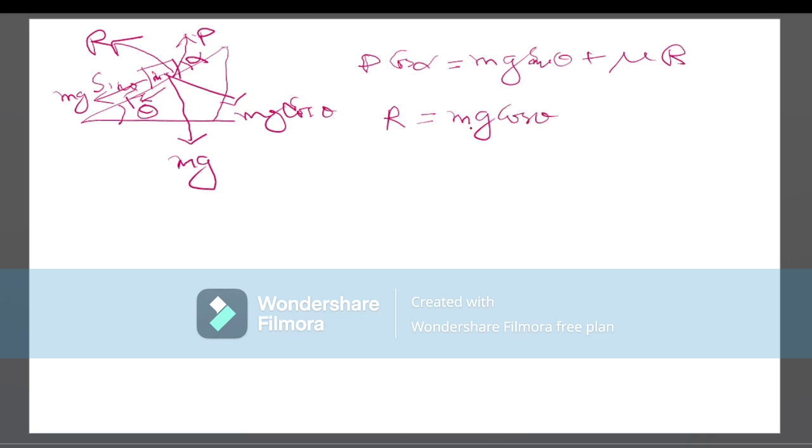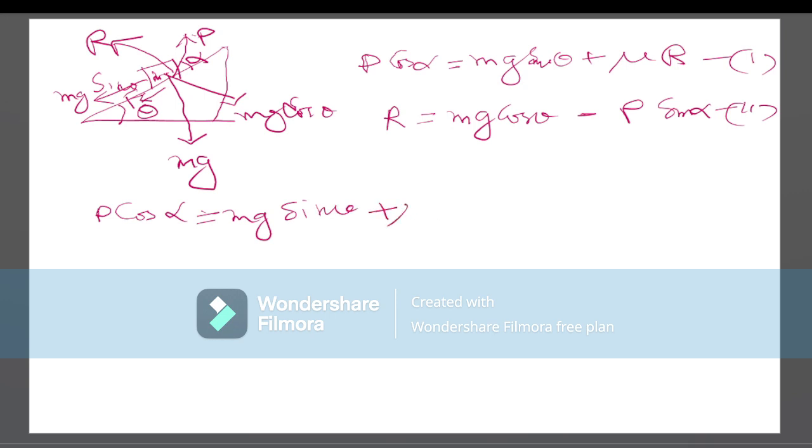R is mg cos theta minus P sine alpha. So this is equation number one, and this is equation number two, and now we can put equation number two in equation number one. So equation number one is simply like this: P cos alpha is equal to mg sine theta plus mu R. R is simply mg cos theta minus P sine alpha.